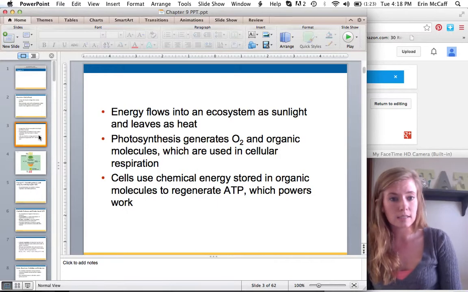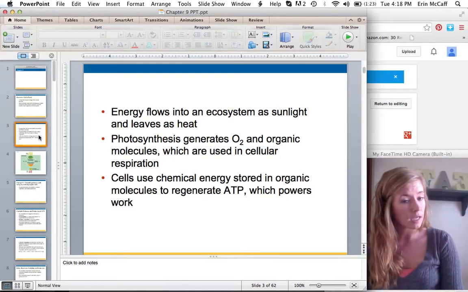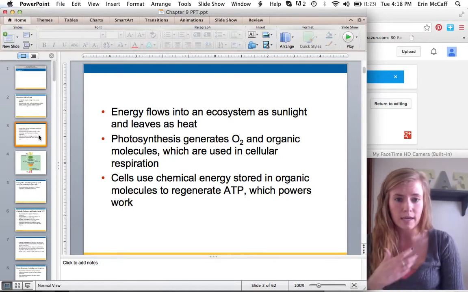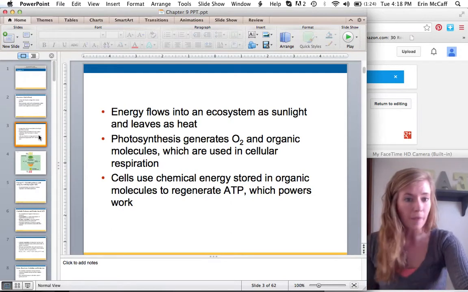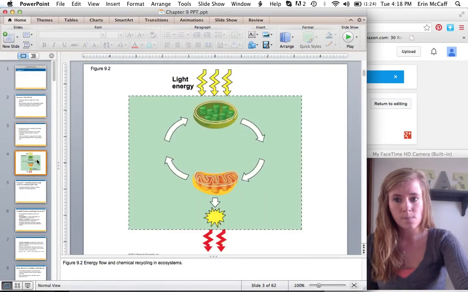Photosynthesis makes oxygen and organic molecules. In this case, we're going to talk mostly about glucose, which is then used in cellular respiration. We use the chemical energy that's stored in those organic compounds, in glucose, to make ATP, which allows us to have all of the energy that we need.